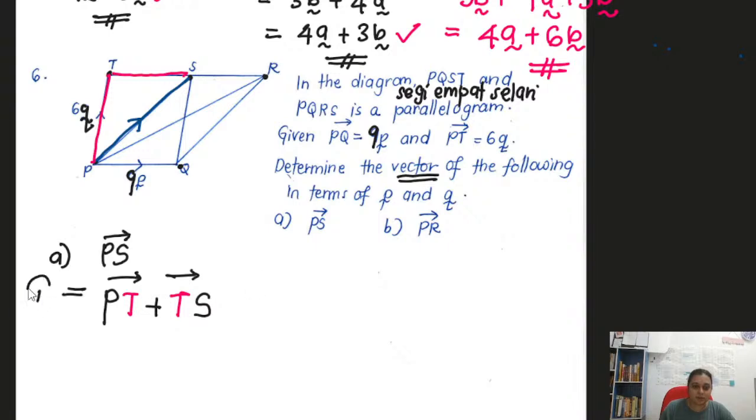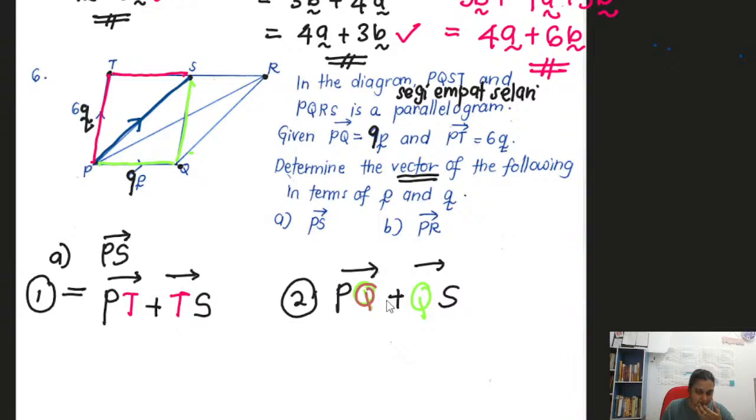Okay, ataupun we can also use, ada student yang suka guna the other way round, lagi satu, which is guna ni P ke Q, kiri Q, Q ke S. Ni pun boleh juga. This is also possible. Okay, but we must see yang mana ada nilai, which one got the value. Okay, P kepada T ada tak nilai? Got. T to S got the value or not? T to S got value.